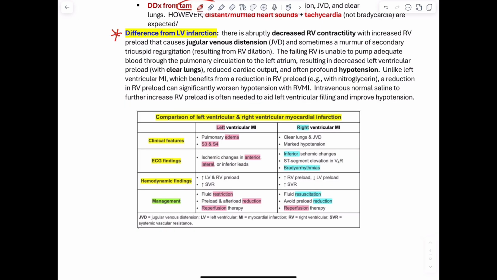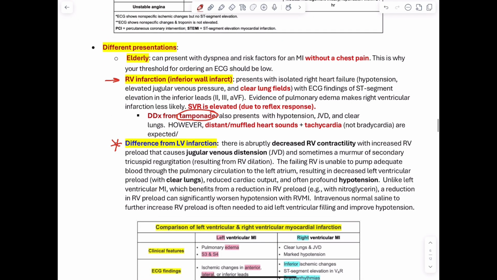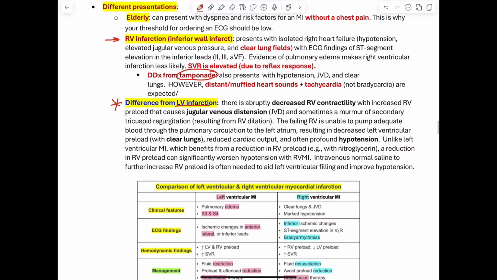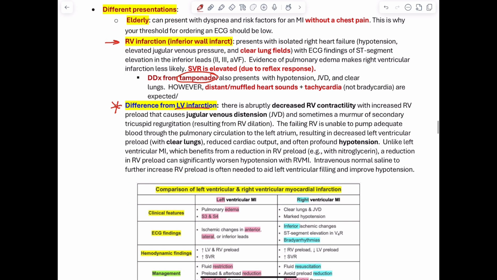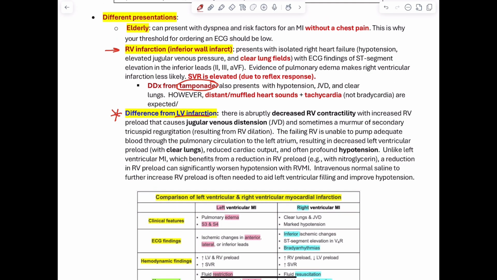Read this, how to differentiate right ventricular infarct from the regular left ventricular infarct. This is just for you to know and to keep in mind. Again, as I go, you might be noticing that I'm comparing how similar things present differently. How tamponade is going to present differently from a right ventricular infarct, how it's going to present differently from a left ventricular infarct. This is how you need to think, because on the exam, things can sound very similar. And if you don't learn the subtle differences between similar things, you're going to get super confused.